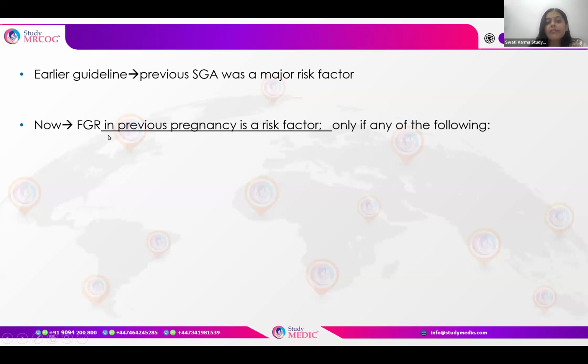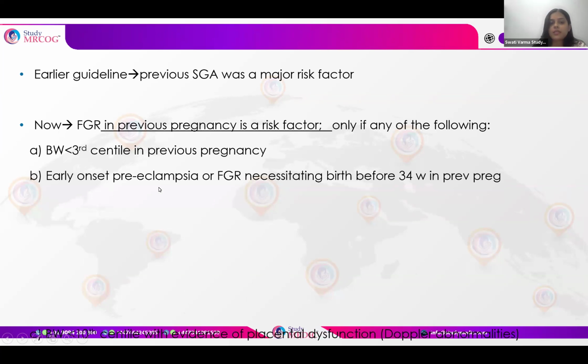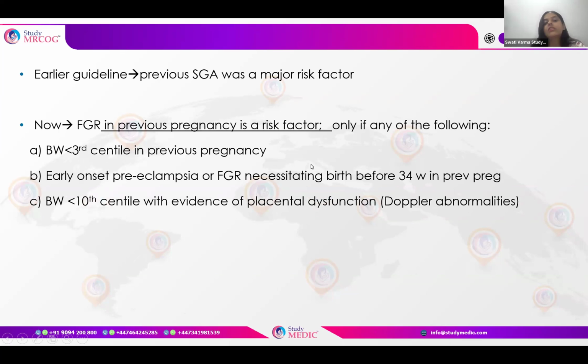So now FGR in a previous pregnancy is a risk factor only if any of these three are present. That is, either birth weight less than the 3rd centile in the previous pregnancy, that is FGR in the previous pregnancy, or early onset preeclampsia, or any fetal growth restriction necessitating birth before 34 weeks. That is, any sort of evidence of placental dysfunction in the previous pregnancy. Then again, it becomes a high risk in this pregnancy. Next, birth weight less than the 10th centile with evidence of placental dysfunction again.